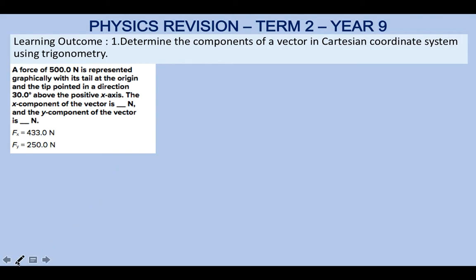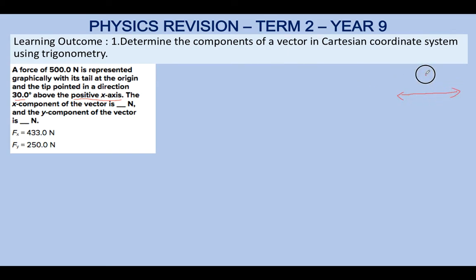Let's look into this question, which says a force of 500 Newton is represented graphically with its tail at the origin and the tip pointed in a direction 30 degrees above the positive x-axis. So this also you should be familiar with.